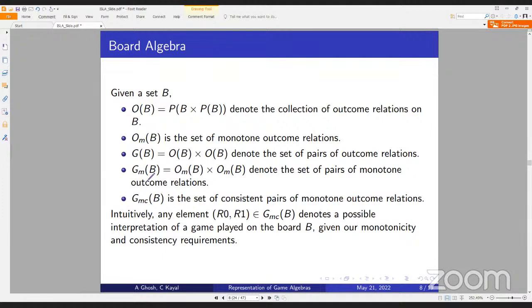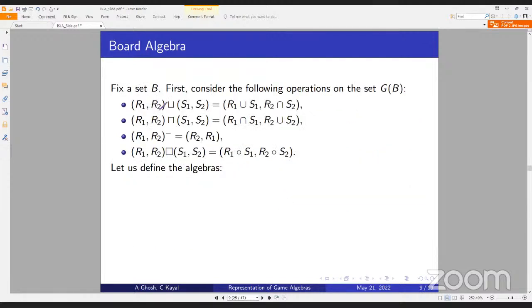We throw away such tuples which are not consistent, and we get the GMC, right? And we have these operations on it, and thus we define the formula. So what is the operation? Say two descriptions of games there. So this is the choice.